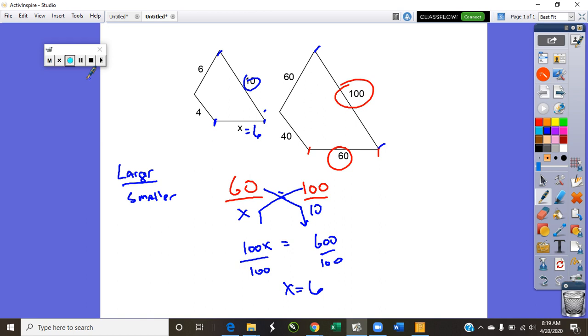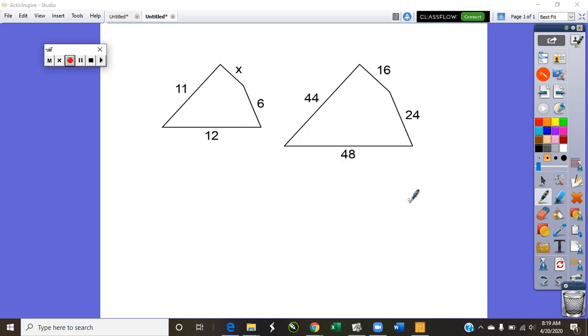Let's do another example. Okay. So we've got another example here where we're going to find a missing side. So let's go ahead and set up our proportion here. We can pick any side from the larger shape, and it doesn't really matter which one. Let's say I chose 24. So I'm going to put my 24 over here. What is it proportional to in this figure? Remember, it's from here to here. So what is it proportional to? It's proportional to the 6.